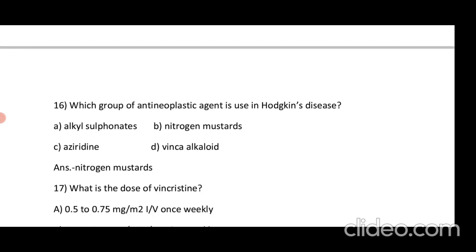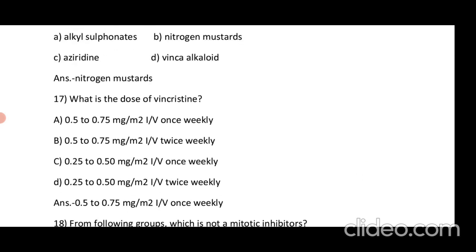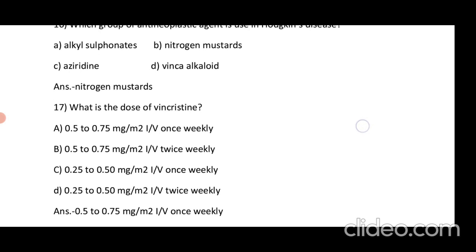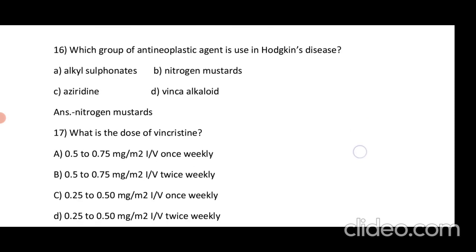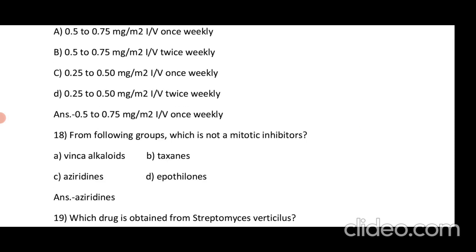Which is the dose of vincristine? The dose of vincristine is 0.5 to 0.75 mg per meter square IV once weekly. From the following groups, which is not a mitotic inhibitor? Aziridines are non-mitotic inhibitors, whereas the mitotic inhibitors are vinca alkaloids, taxanes, and epothilones.